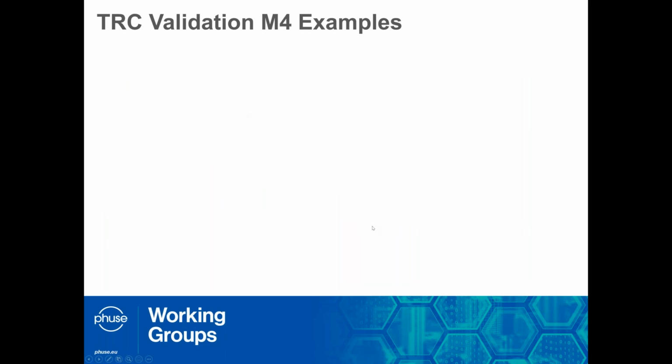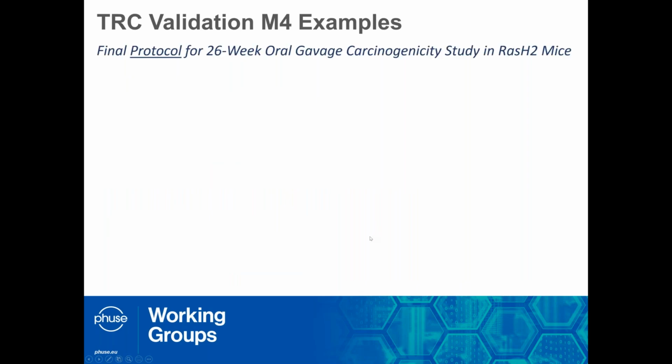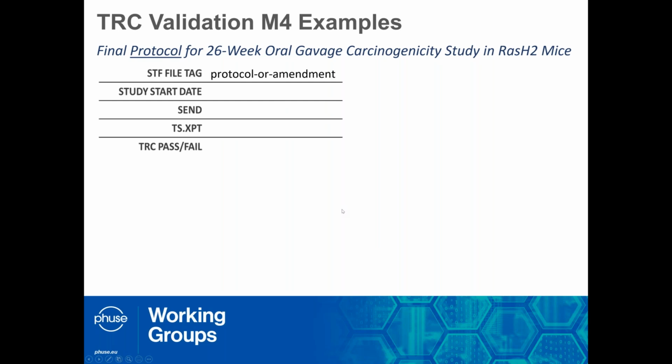So our next two examples are studies or submissions for which SEND would not be required. The first is a protocol for a 26-week carcinogenicity study in transgenic mice. Here, the file tag used was protocol amendment, which accurately describes the submission. There's no relevant study start date, no SEND datasets required, and no ts.xpt needed because it was not one of the 3 file tags that the technical rejection criteria are looking for, and thus the submission successfully passed through the validation process.